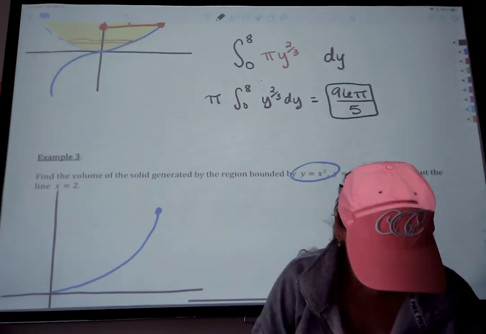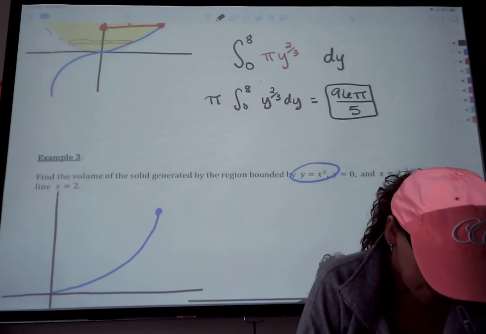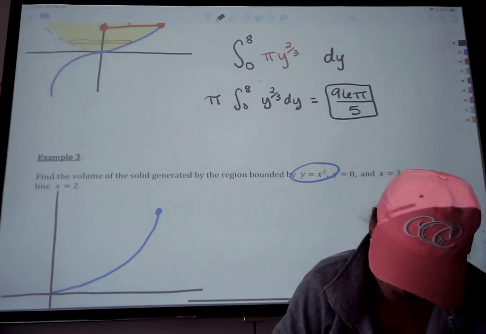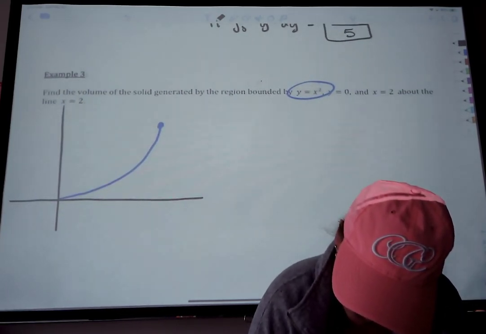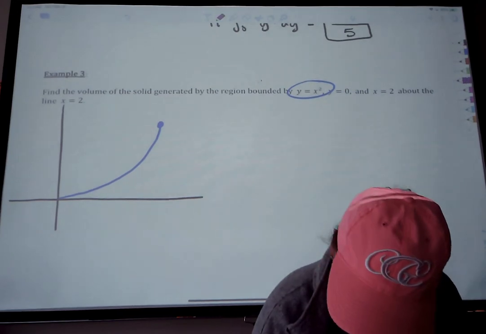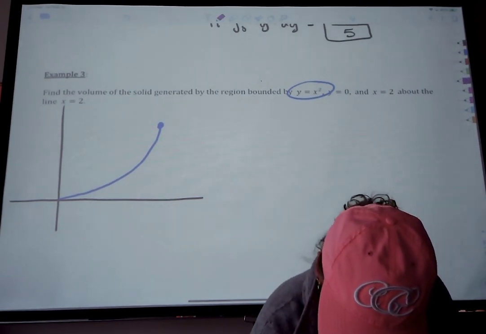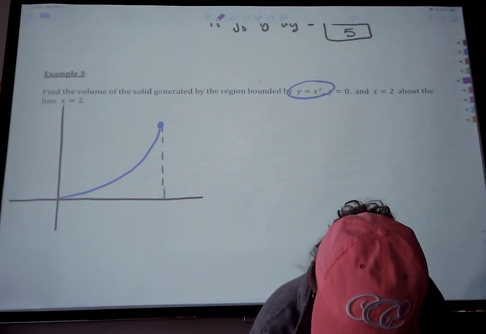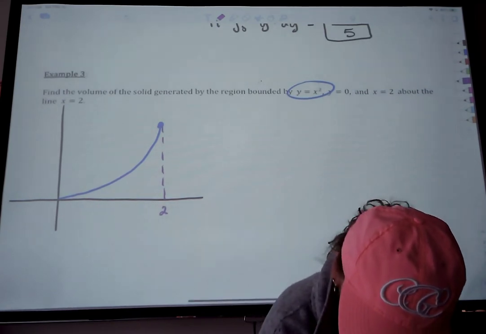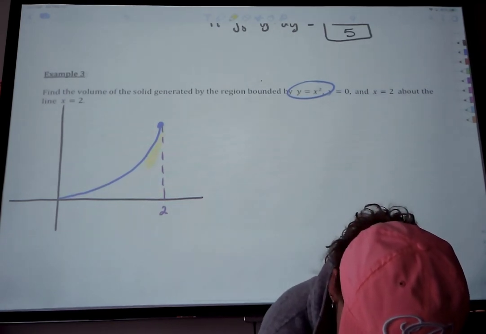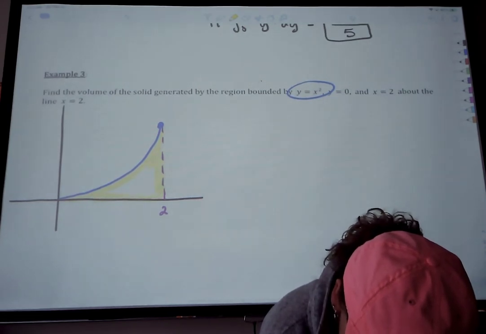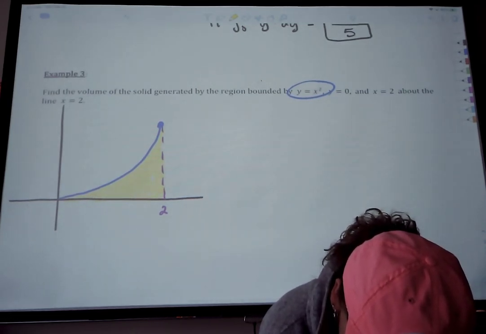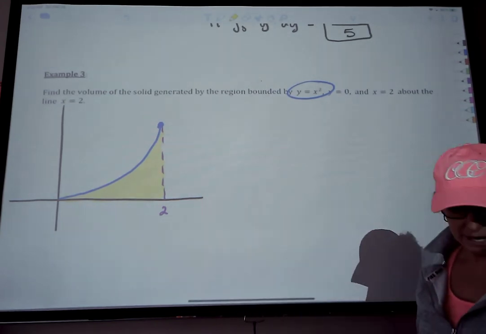Okay, last one. We've got parabola, y equals 0, and x equals 2. Y equals 0, x equals 2. This is the area that we're looking at. Make sure you've got your boundaries good. That's the area that we're looking at.